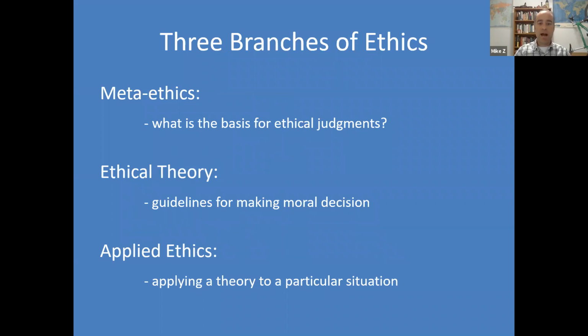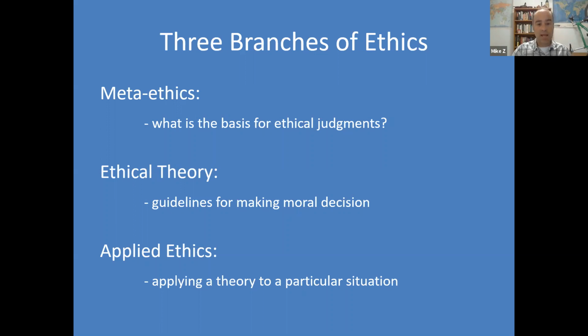Okay, so metaethics, which we're already sort of doing, is one of the three branches, very broadly speaking, of ethics. So metaethics is concerned with where does ethics come from? What is the actual basis for these ethical judgments that we're making? How do we decide what's good and bad, what's right and wrong? Then an ethical theory is a guideline, a set of guidelines or some procedure that we work through in order to decide what's the morally or ethically correct thing to be doing.